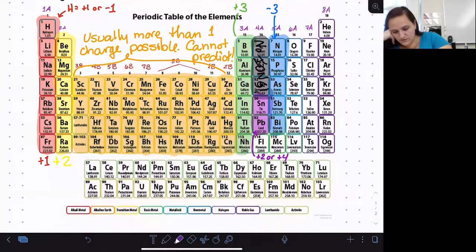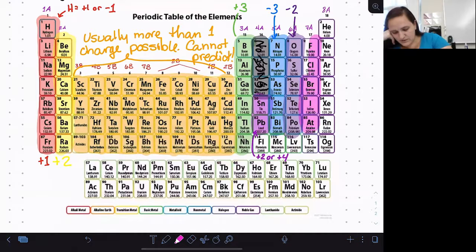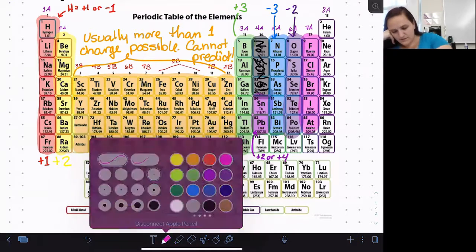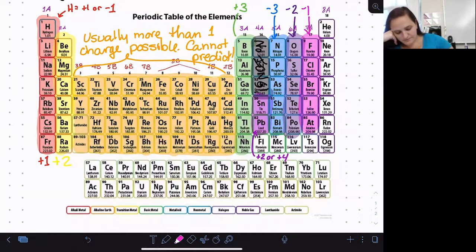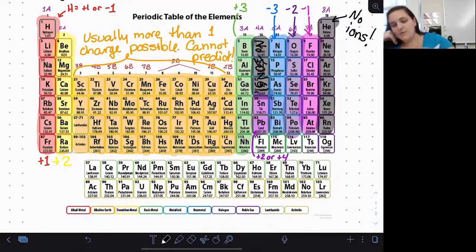What color haven't I used yet? It's purple. The oxygen family usually forms -2. The halogens usually form -1. And then the noble gases are already stable. They already have a filled valence shell. So these guys also don't generally form ions.